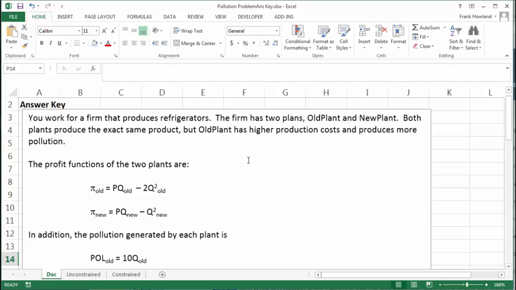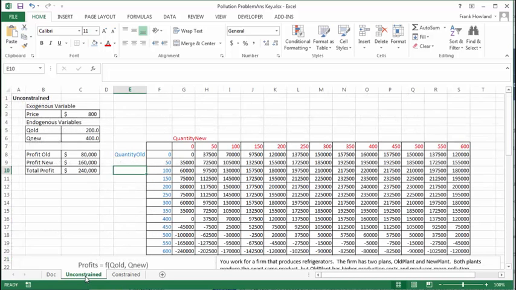The new plant operates more efficiently. So profits are price times quantity, once again, P times Q new, minus Q squared new. Not 2 times Q squared, but just Q squared, 1 times Q squared. We'll get to the pollution story in a moment. Let's talk about the unconstrained problem.